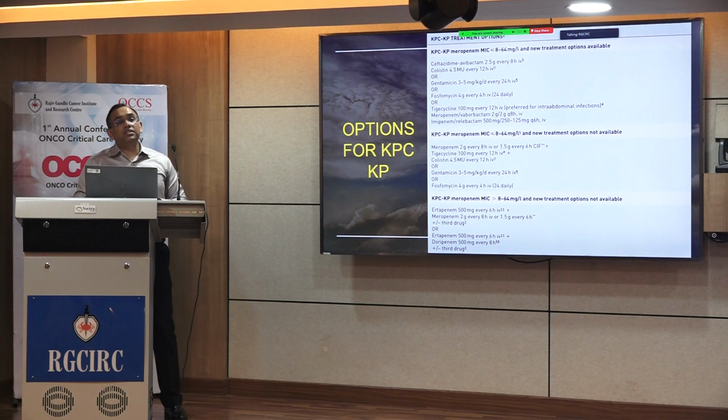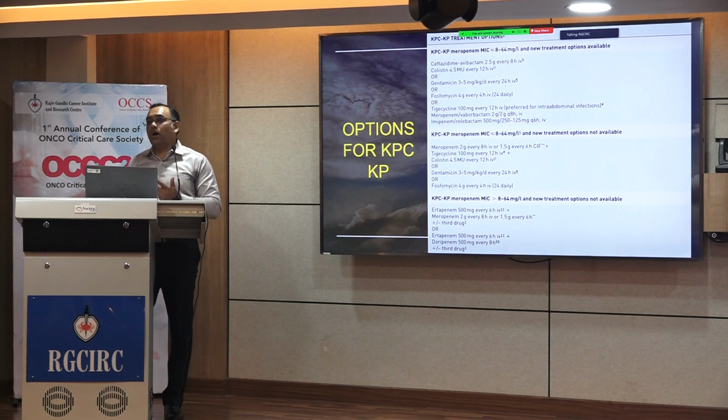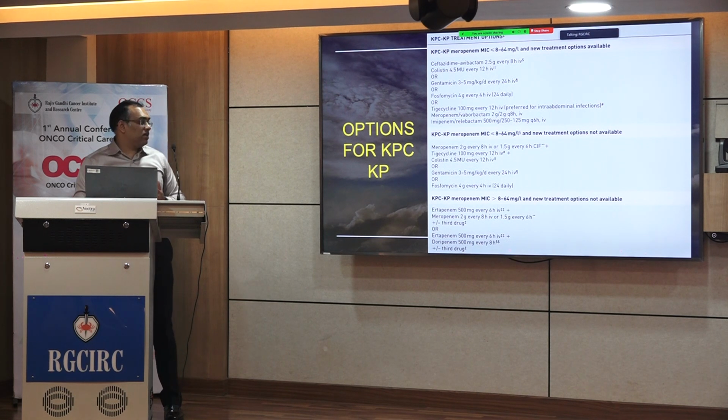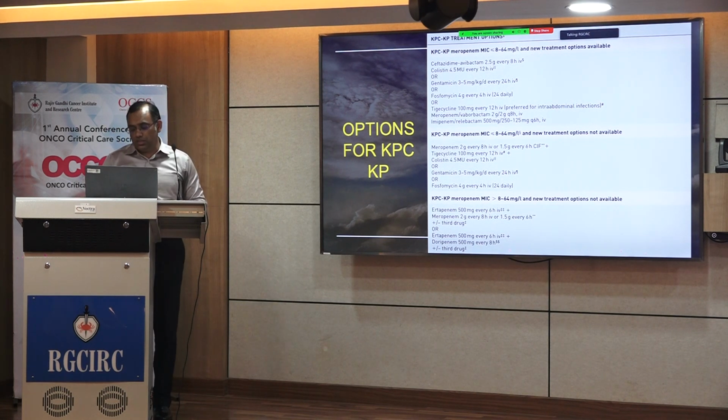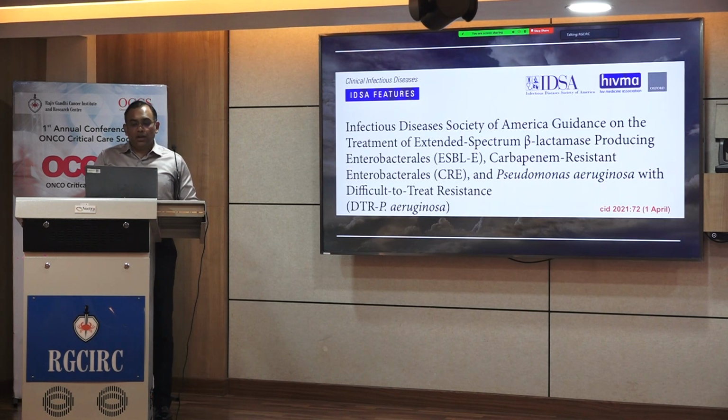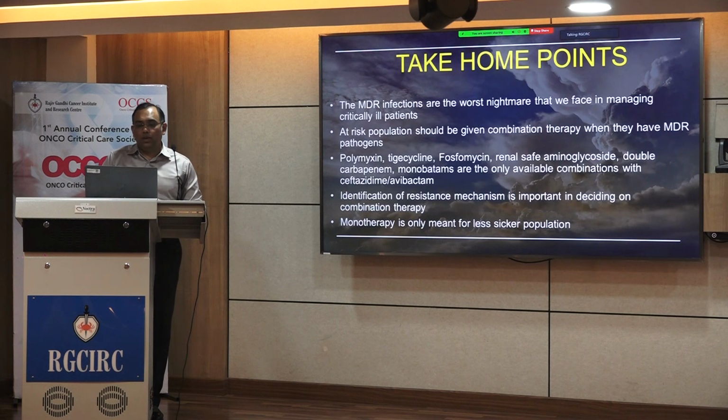And if your MICs are more than 8 and new treatment options are not available, then you can have double carbapenem therapy, where ertapenem once daily followed by meropenem every 6th hourly. Plus you can add a third drug in the form of either colistin or poly-B if you have. This is the 2021 IDSA guidelines, where they have looked at all these 3 important bugs that we are dealing with.